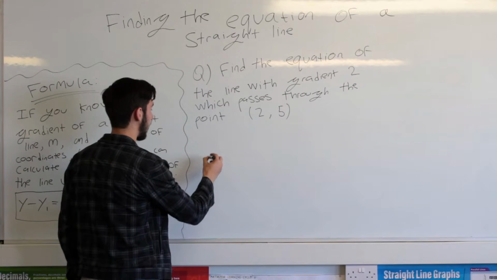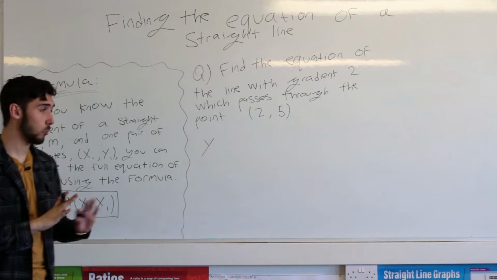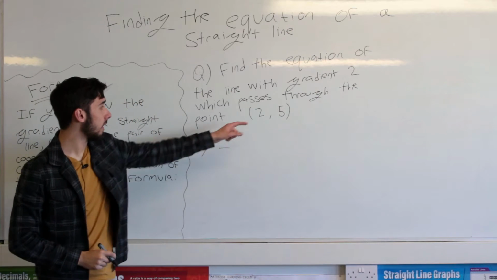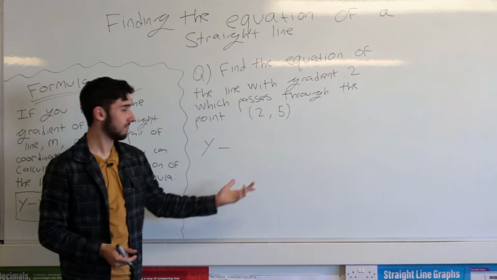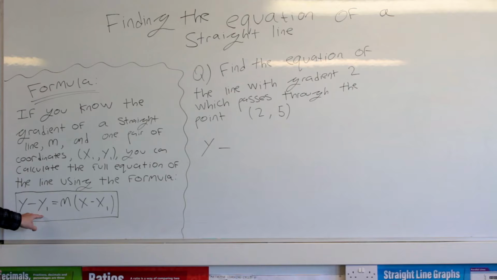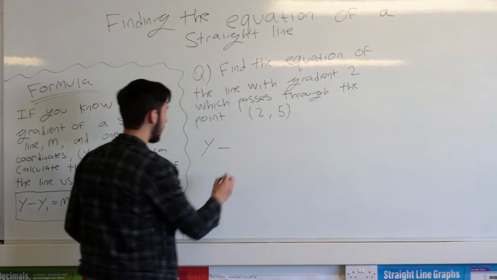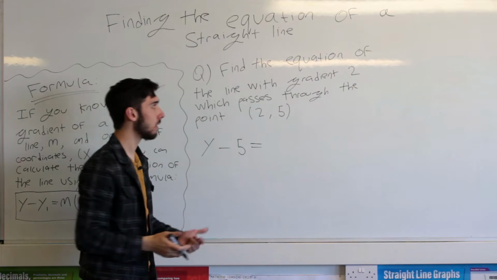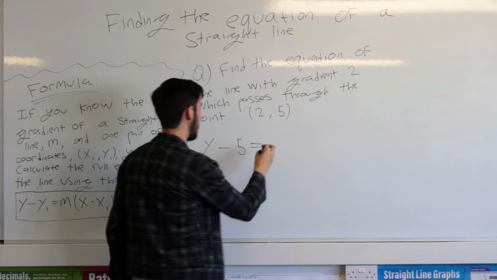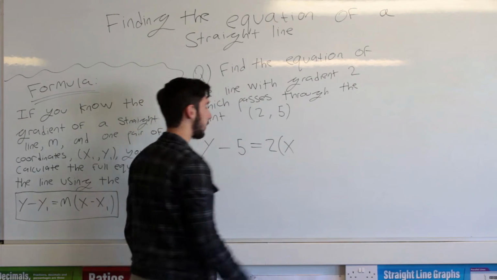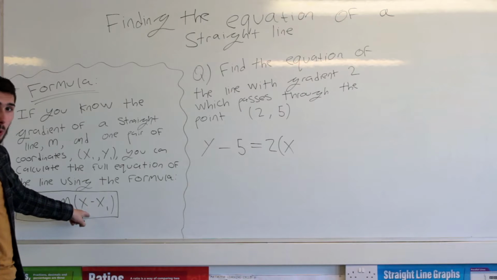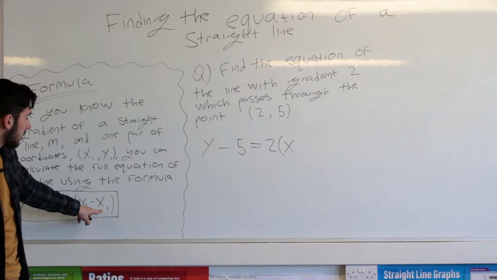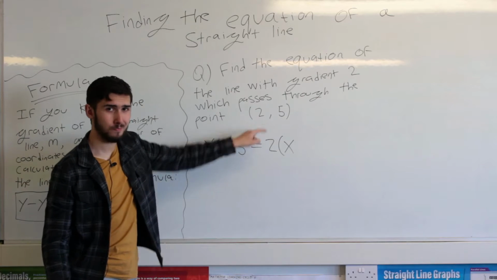Right, we're going to start this off straight away. Y, that does not change. You always put that in your answer. Minus y1. Now guys, if we're assuming that this point is x1, y1, then y1, which is right here in this formula, that's 5. So y minus 5 is equal to m. M is 2. We get told gradient is 2. M is the gradient. 2. The first x always stays because it's just an arbitrary x. That's going to be in our answer. That's going to be in our mx part. Minus x1. x1 is 2.